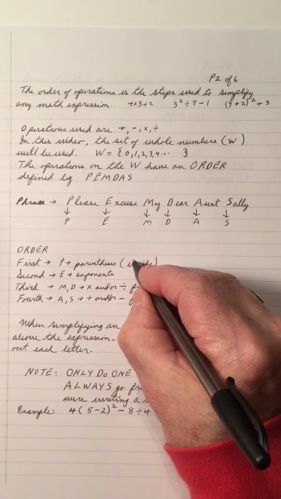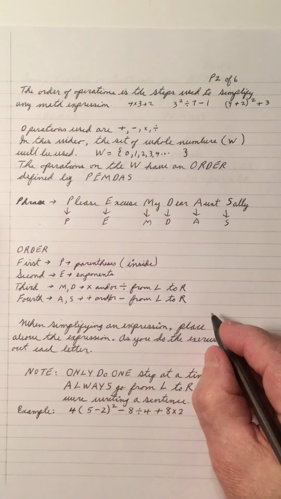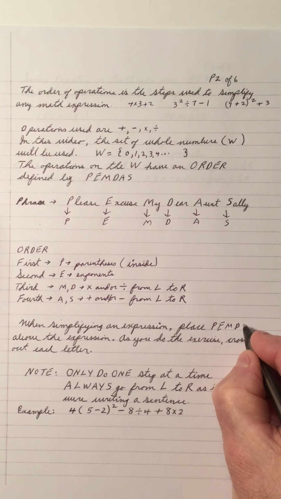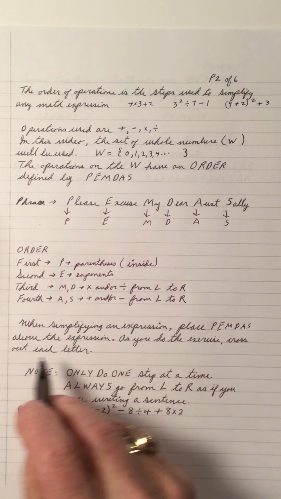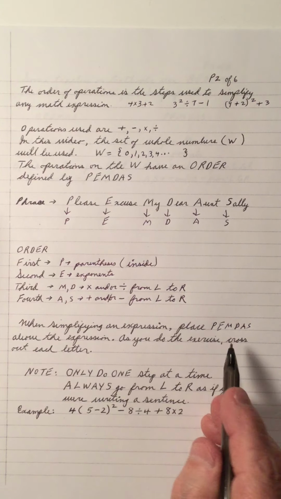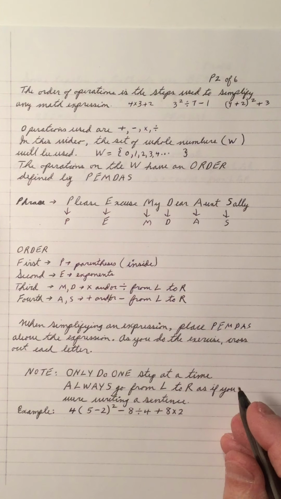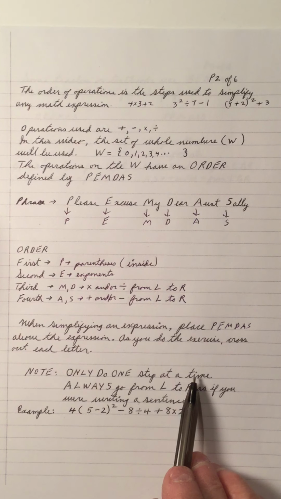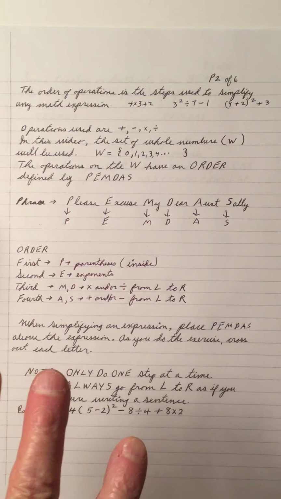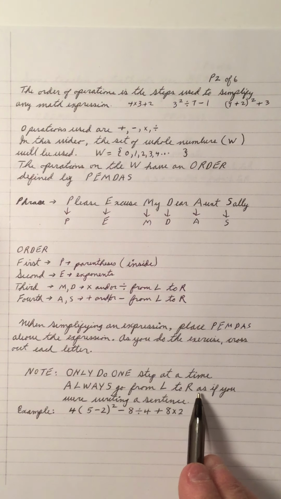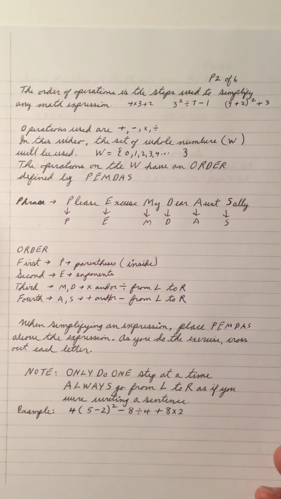Notice left to right. When simplifying an expression, place P-E-M-D-A-S above the expression. As you do the problem, cross out each letter and then just keep going. Note, only do one step at a time. So when you do the inside of the parentheses, you still write it all out. When you do the exponents, you still write what's left out. And always go from left to right as if you were writing a sentence in English.